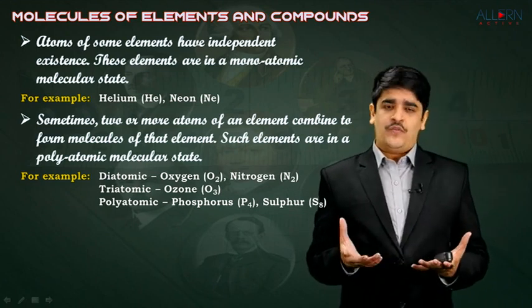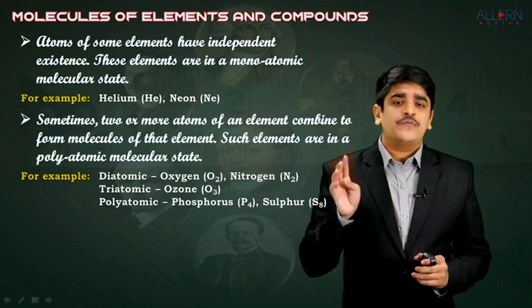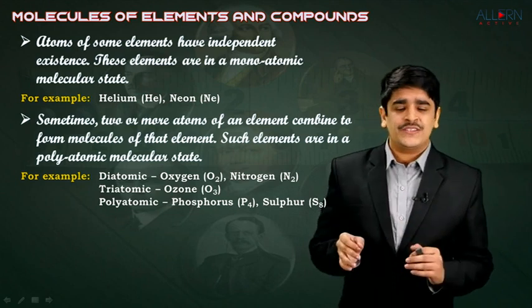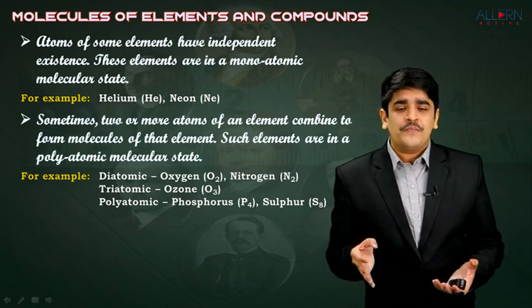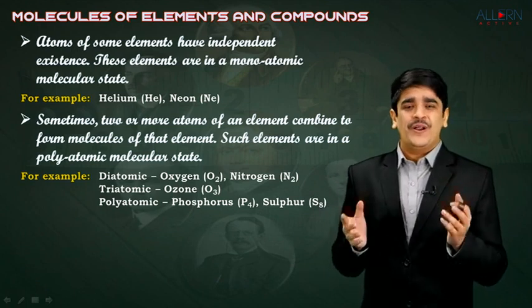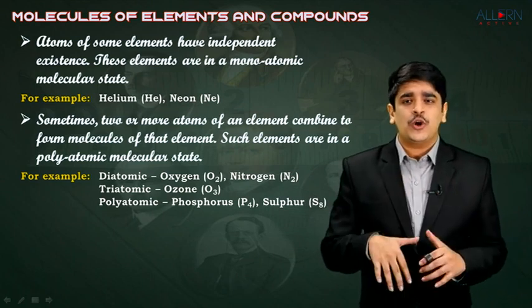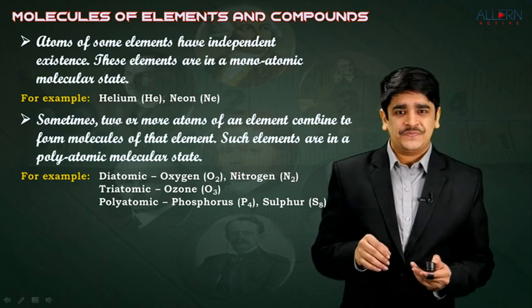And then we have phosphorus given as P4, which means that four atoms of phosphorus combine to give you a single molecule of phosphorus. And we have octatomic sulfur, S8. Eight atoms of sulfur combine to give you a single molecule of sulfur. All of these, diatomic, triatomic, polyatomic, are examples of the polyatomic molecular state.